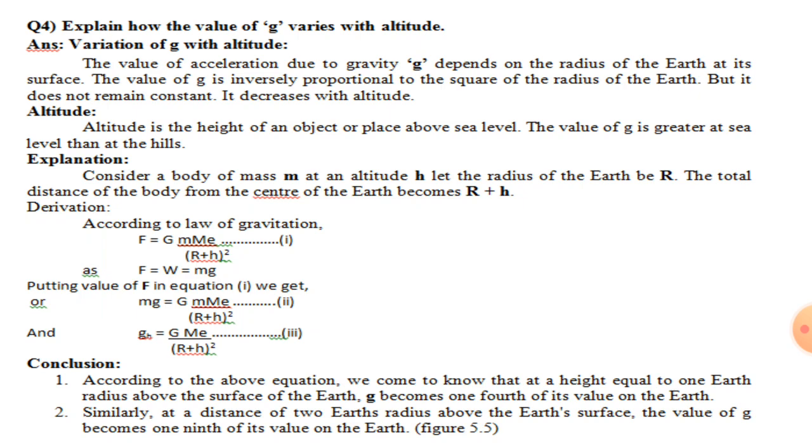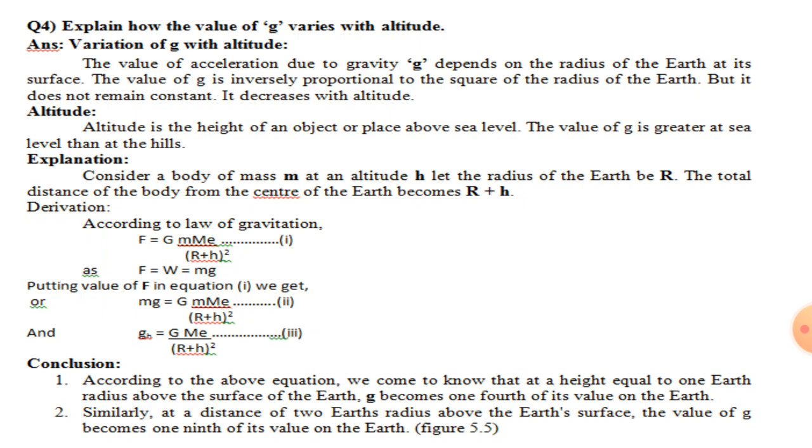Then in the explanation we have defined the formula, again from the universal law of gravitation: F is equal to G Me m divided by R plus H whole square, and F is equal to W, and W is equal to mg. We have done these equations in detail in our previous lecture. So comparing equations 1 and 2, we get mg is equal to capital G small m capital Me divided by R plus H whole square. Small m is present on both sides of the equation, so it will be cancelled, and we will get g is equal to capital G Me divided by R plus H whole square, and this was exactly the same proof which we discussed in our previous slide.